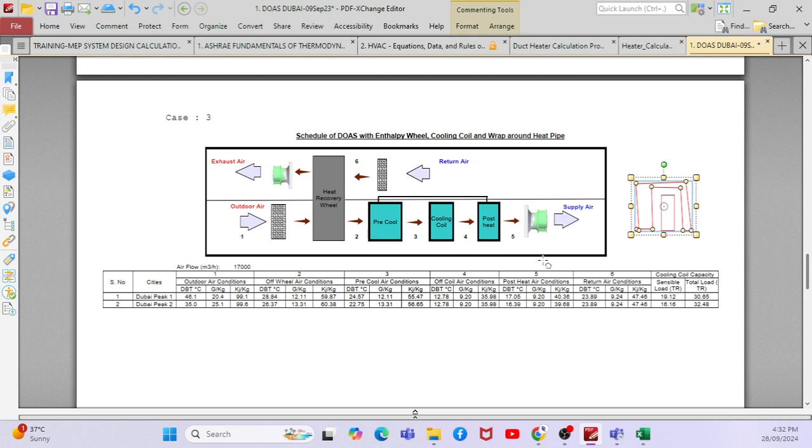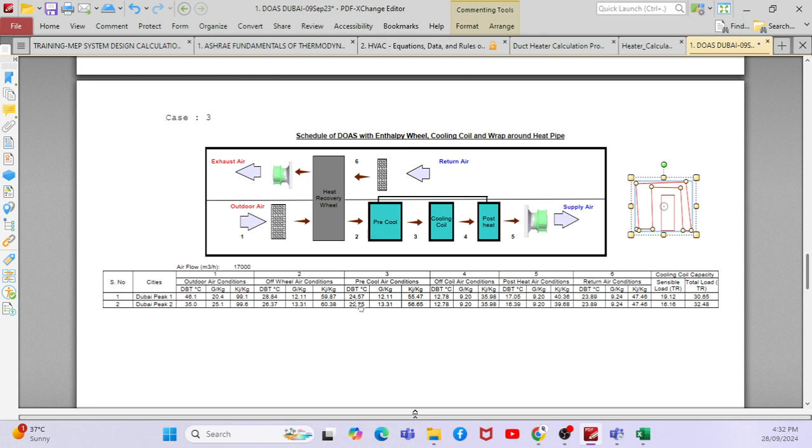So what we are trying to do is, from the heat recovery wheel, when it reaches the pre-cool, it further cools the air. I think in stage 3 it becomes 22, and then from 22 it further drops down to cooling.